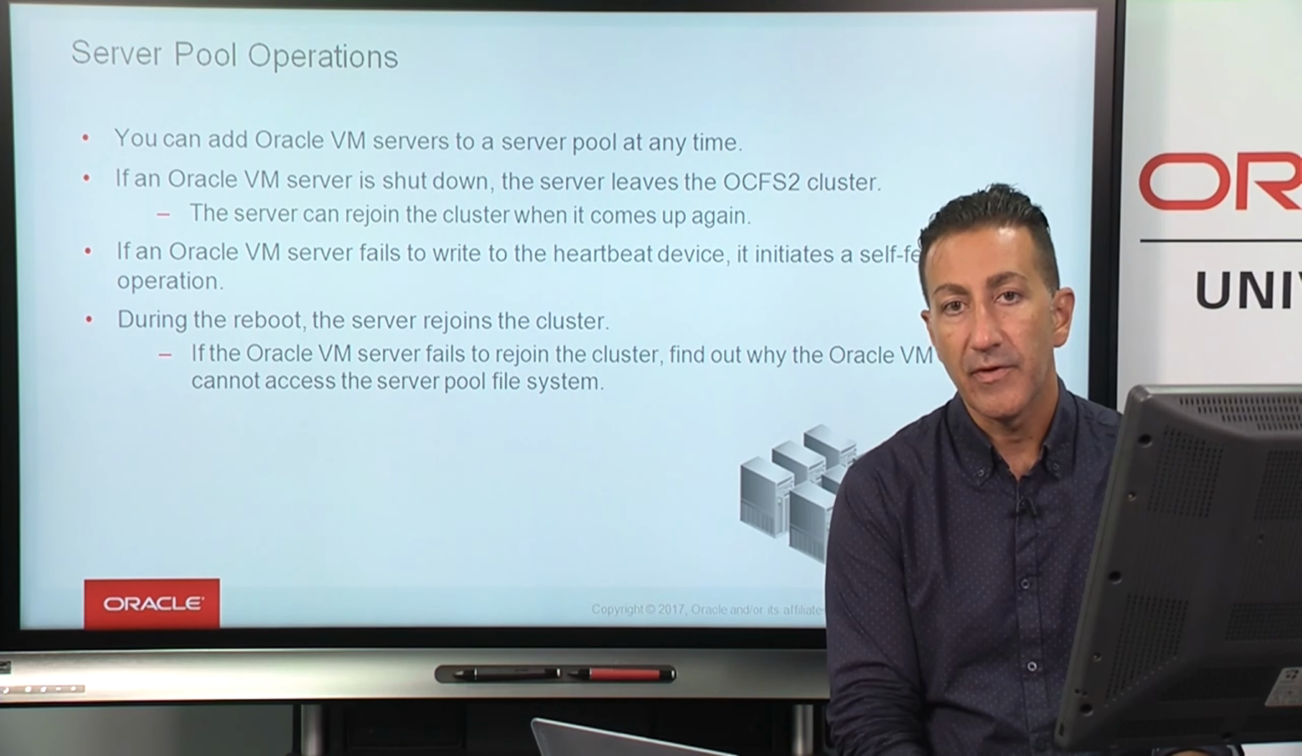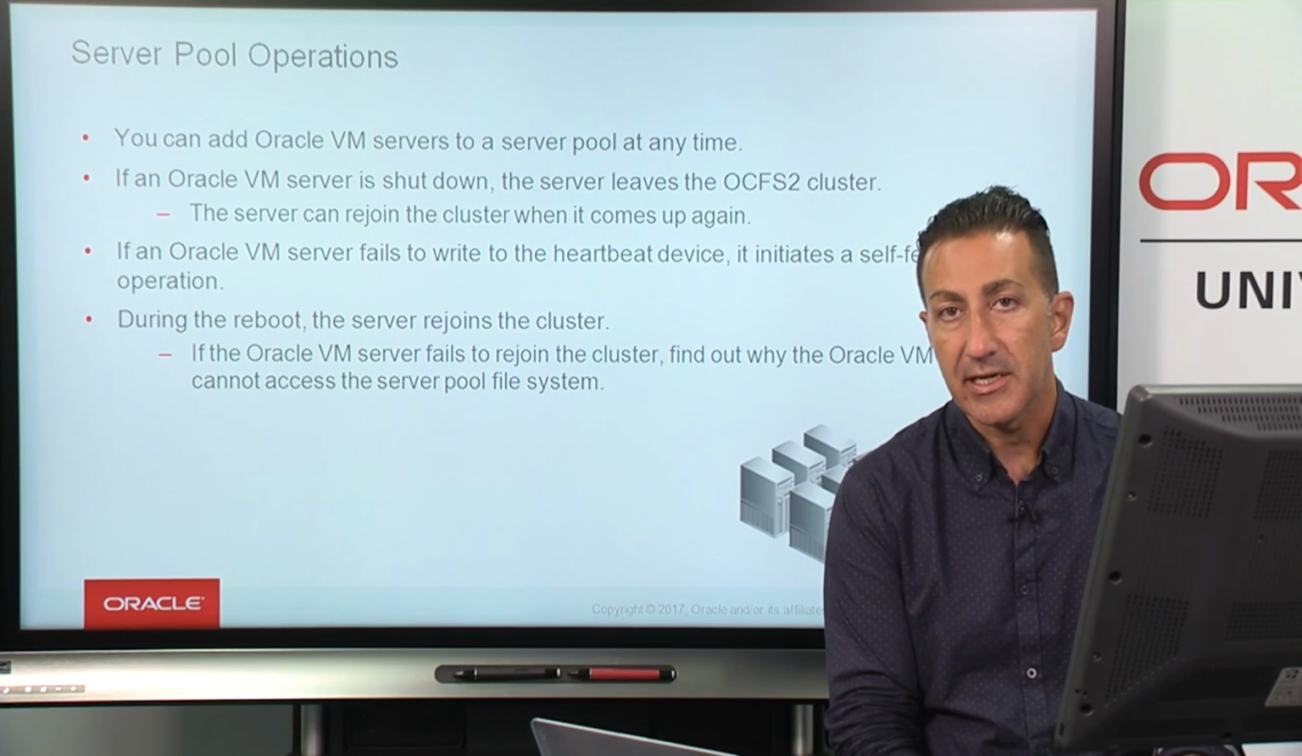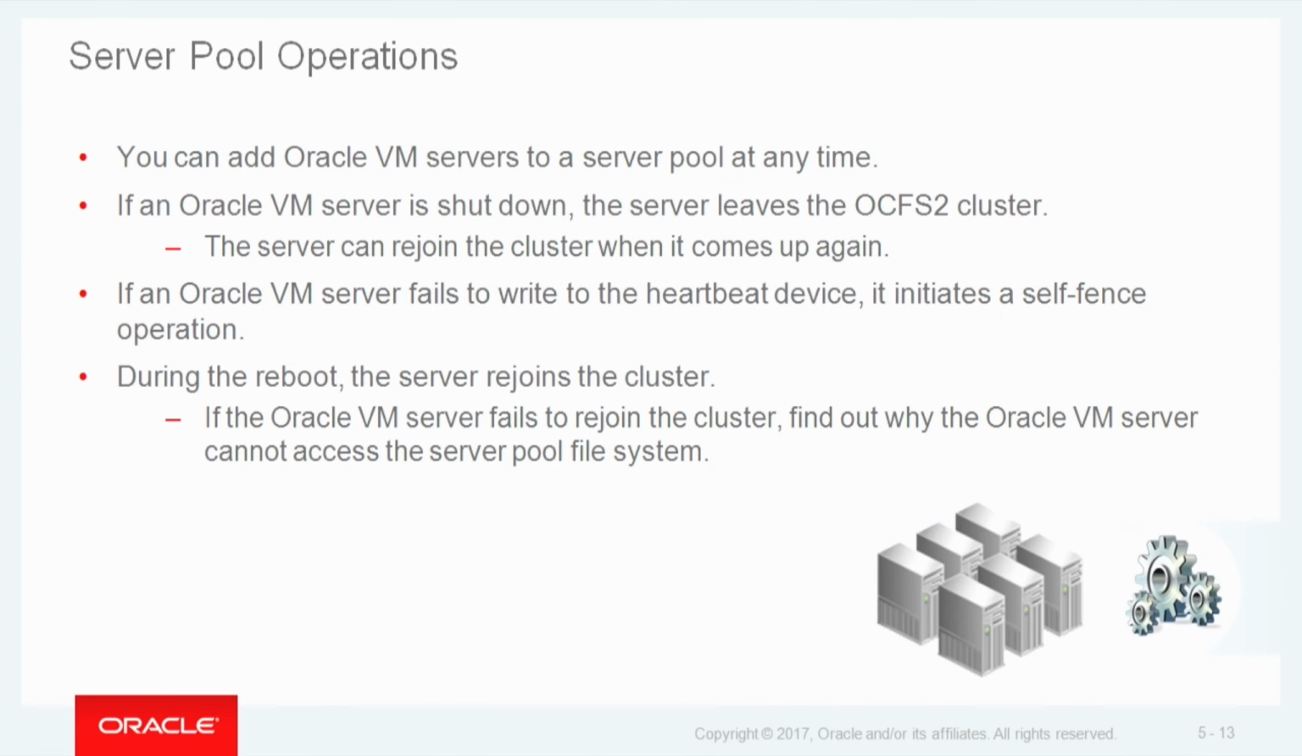If an Oracle VM server fails to write to the heartbeat device, it indicates a self-fence operation. And during the reboot, the server rejoins the cluster. So if the Oracle VM server fails the rejoin operation, we need to find out why the Oracle VM server cannot access, for example, the server pool file system. Well, in the next lesson about troubleshooting, you will get additional information about why a server is not able to join the cluster server pool again, because maybe it has some kind of issue with the server pool file system, or some kind of issue with the networking, heartbeat connectivity, or something like this.